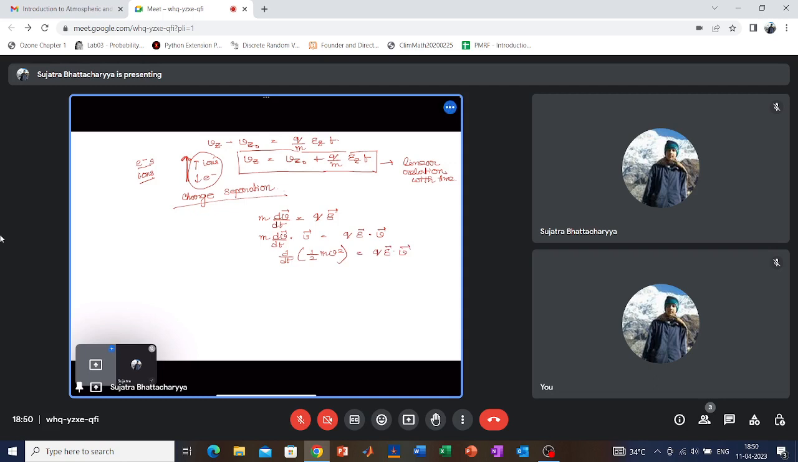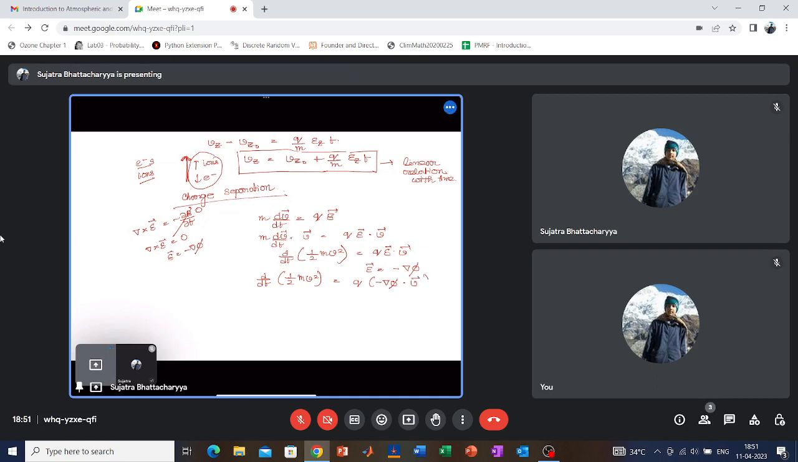Now E is equal to minus gradient of phi, because no magnetic field is there. If you write del cross E equal to minus delta B delta t, but since no magnetic field is there, del cross E equals 0. Therefore E can be written as minus gradient of phi. Therefore we can write d dt of half mv square will be equal to q of minus grad phi dot v.